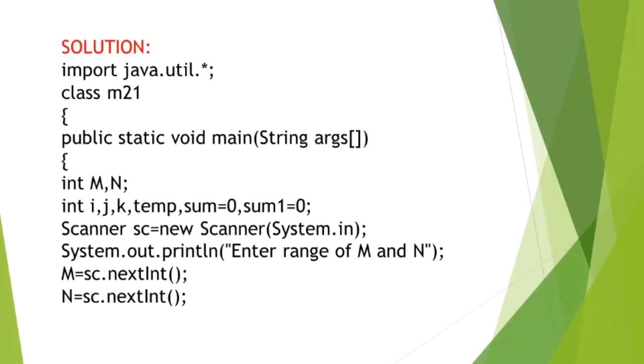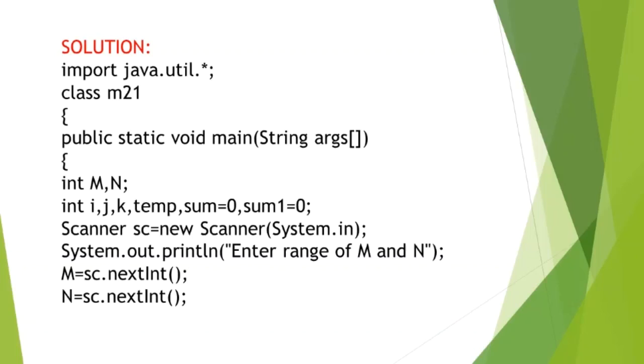In the first line, I have imported the util package, import java.util.*. I have kept the class name as m21. Public static void main String args. Then 2 integer variables are taken, m and n. Then some more integer variables are taken: i, j, k, temp, sum equals 0 and sum1 equals 0.